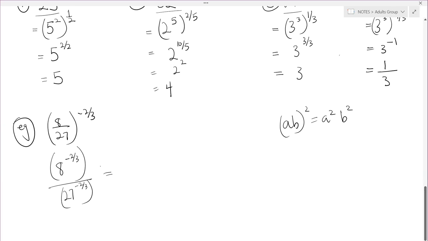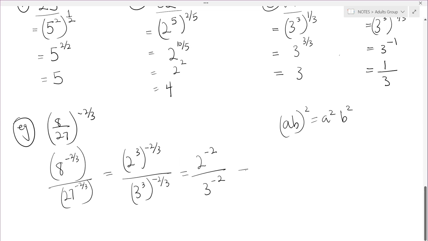Again, put 8 in a base form. So 2 to the power of 3 is 8. So 2 to the power of 3 by negative 2 over 3, all over 3 to the power of 3 is 27 to the power of negative 2 over 3. And we can multiply out our powers. So that will be 2 to the power of negative 2 when we simplify it, all over 3 to the power of negative 2, right?